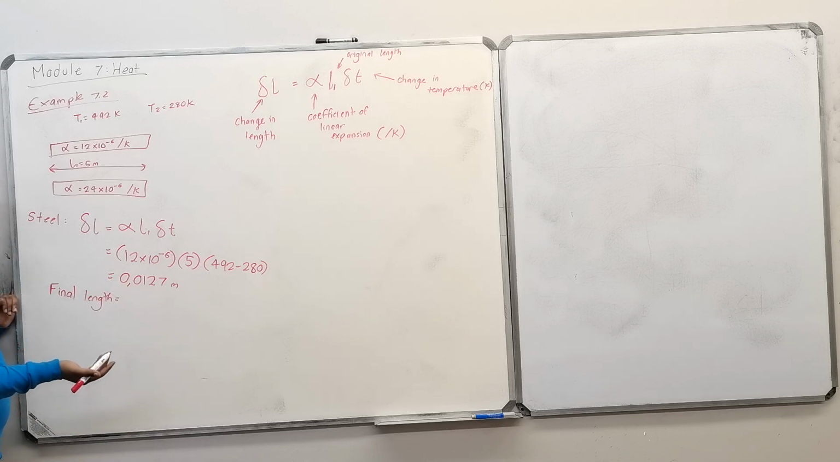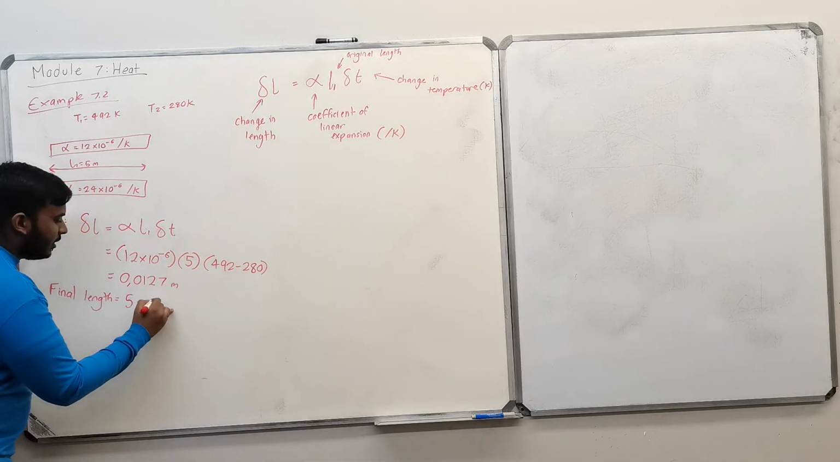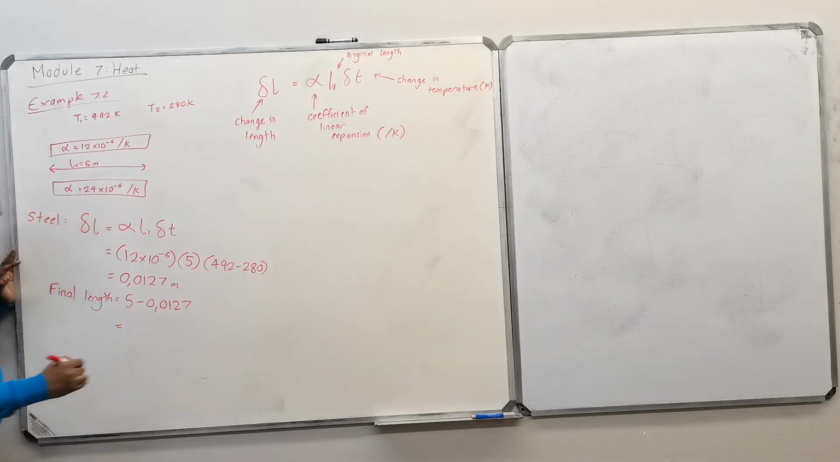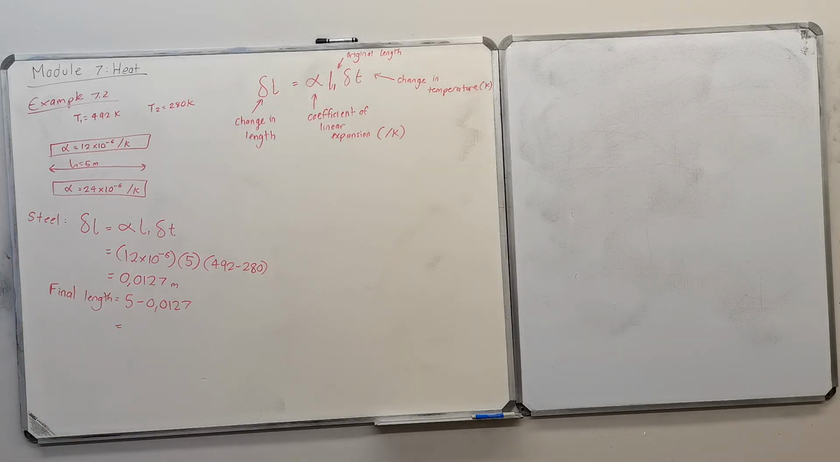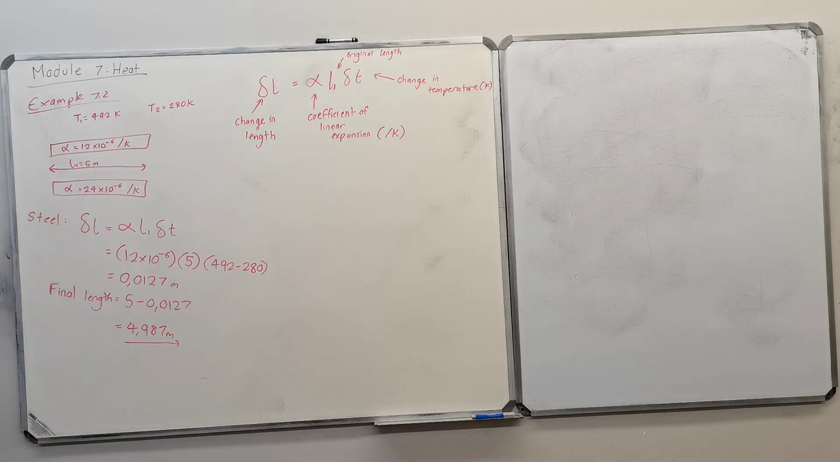It would be equal to, looking at how you would do it, your original length. Well, in this instance it will be minus. Why should it be minus? Because remember your temperature went from a higher to a lower point. And remember we said when heat is removed, everything contracts. So this would be 5 minus 0.0127, which is 4.987. Okay, that's for steel. You all understand what I mean so far?